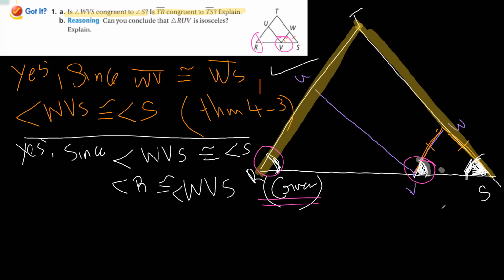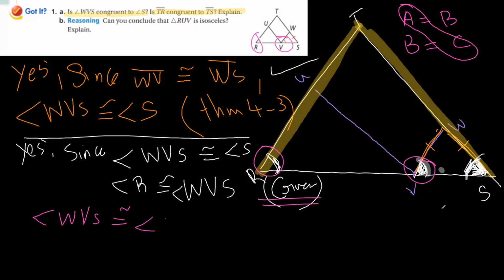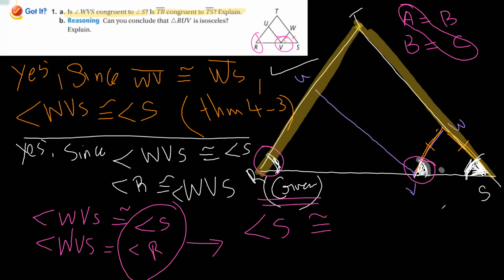Do you remember the transitive property of congruence? If I told you that A is equal to B and B is equal to C, that means A is equal to C. Yes, I have to use it. Since angle WVS is congruent with angle S, and also angle WVS is congruent with angle R, I can say now that angle S is congruent with angle R because of the transitive property.